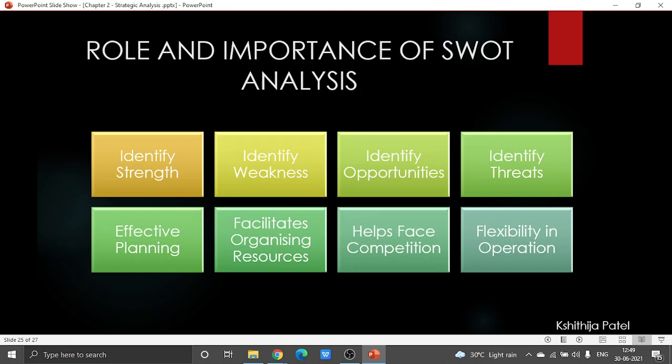And this SWOT analysis facilitates the organization in organizing resources. Environmental analysis helps the organization to predict the future demand of its products, and once the future demand is predicted, it can organize its resources accordingly. Resources can be anything ranging from raw materials, human resources, financial resources, or even physical resources. So the organization can plan the requirement of resources so as to handle the activities of the market.